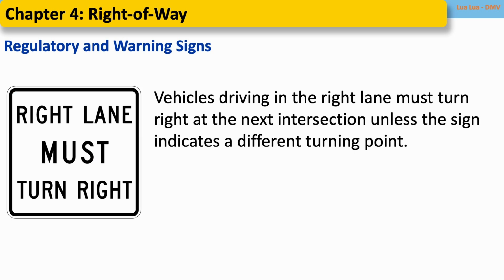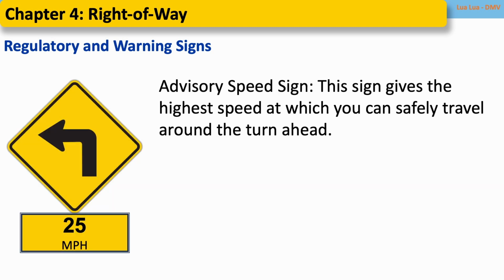Vehicles driving in the right lane must turn right at the next intersection unless the sign indicates a different turning point. Advisory speed sign. This sign gives the highest speed at which you can safely travel around the turn ahead.